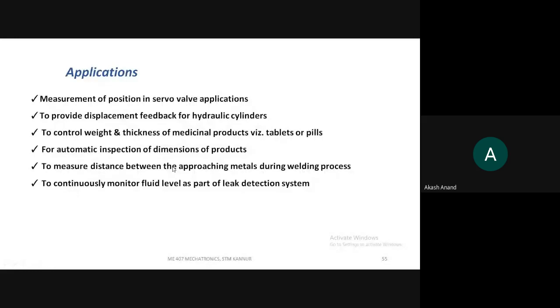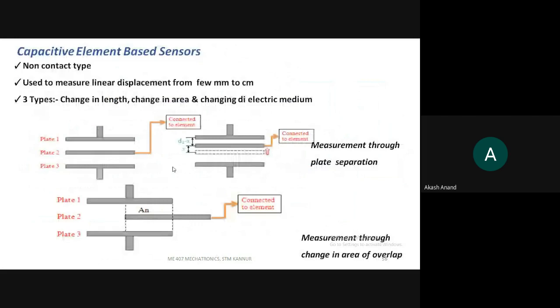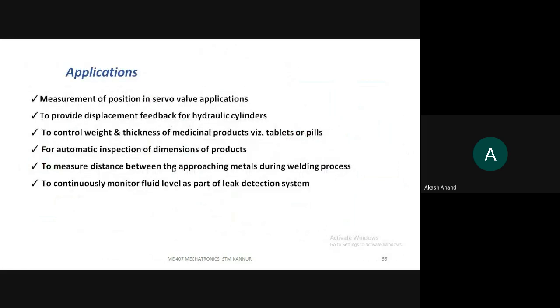For automatic inspection of dimensions of products, it can be used to measure the distance between approaching metal during the weld process, and to continuously monitor fluid level as part of a leak detection system. So these are the applications of LVDT. I hope it is clear. So what was the working principle there? It is just electromagnetic coupling.